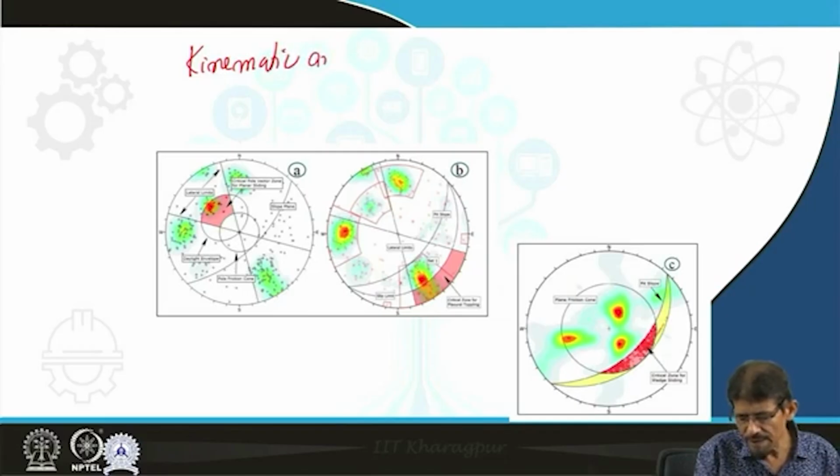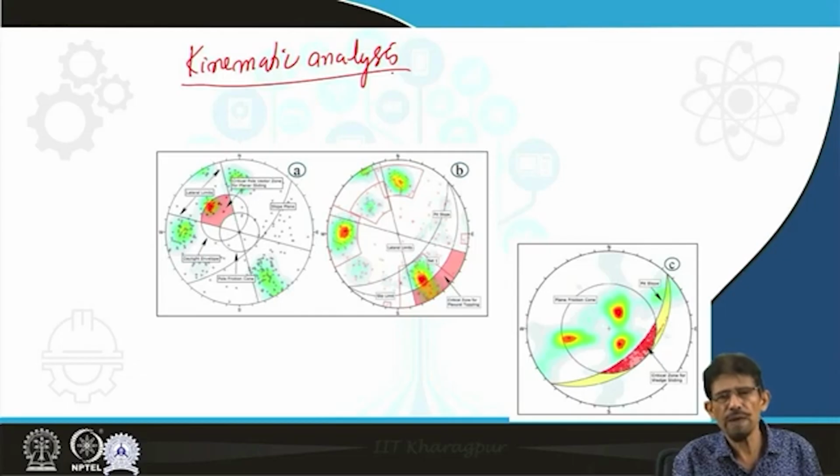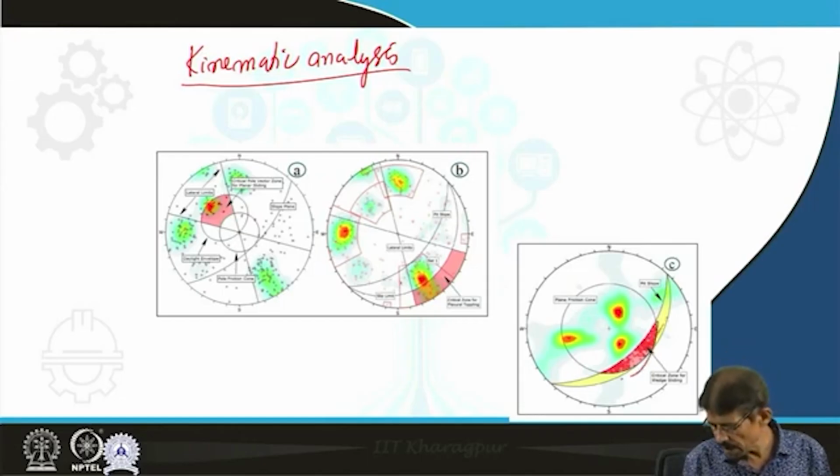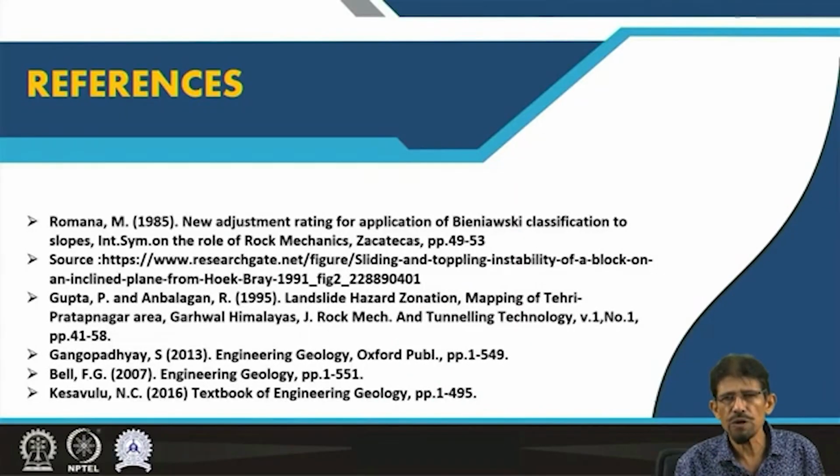Kinematic analysis is very simple. It uses the dip and strike of the joints along with the slope face and plots them in stereo diagrams, where this type of block formation due to the intersection of different poles indicates the stability aspects.